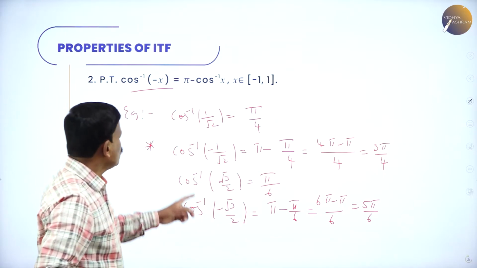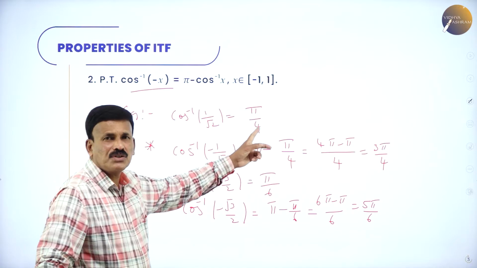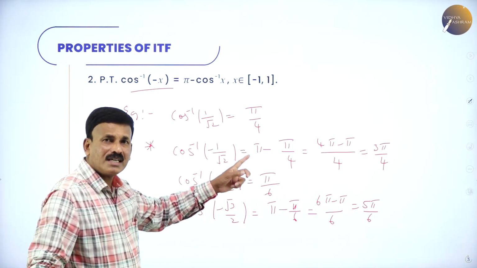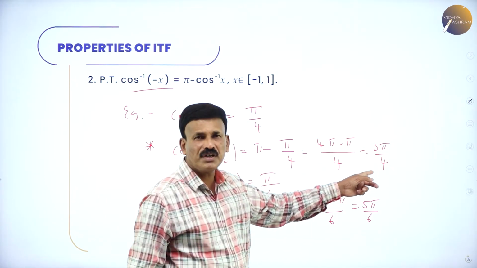See here. If x is positive, theta is positive and lies between 0 to 90 degrees. If x is negative, theta is positive and lies from 90 to 180. What is 3 pi by 4? It is 135 degrees.